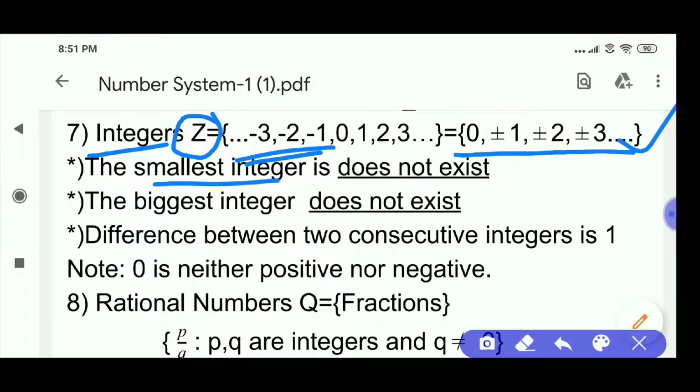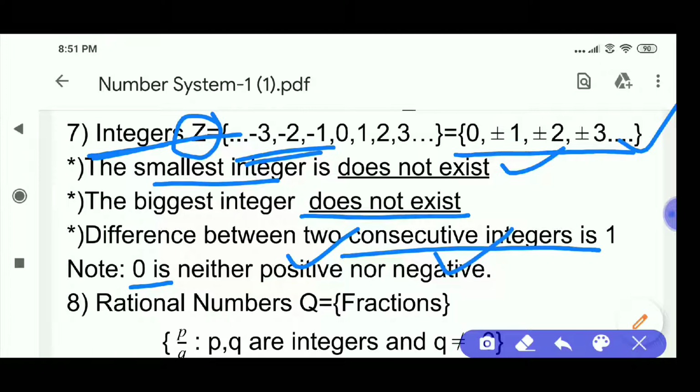What is the smallest integer? The smallest integer also does not exist. And what is the biggest integer? That also does not exist. The difference between two consecutive integers is also 1. Note, 0 is neither positive nor negative. That means 0 is not a positive number and 0 is not a negative number.